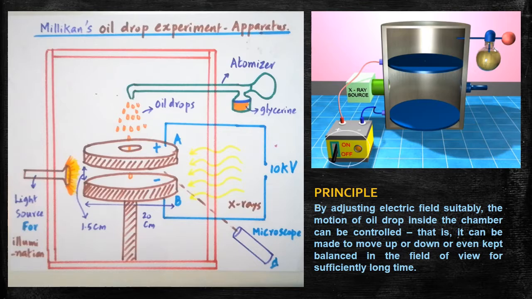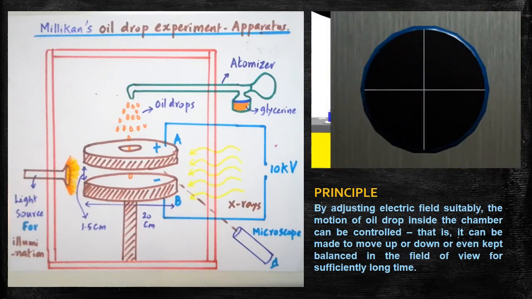Now at first the voltage is turned off between the plates. We watch the motion of the falling drop. First it accelerates because of the gravitational force Fg, and then due to the viscous force Fv from the air, a steady velocity is reached.